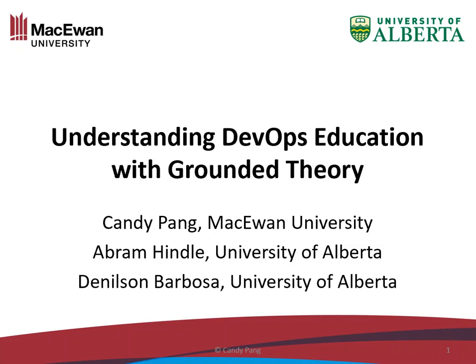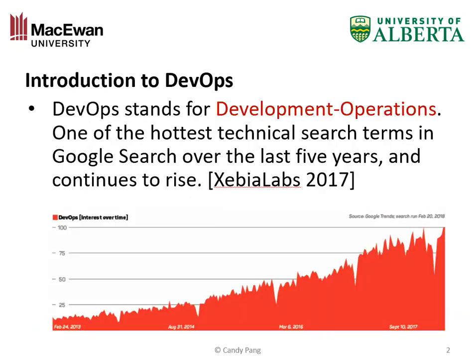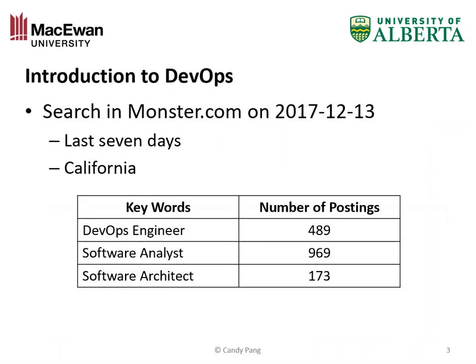In academia, many people don't know much about DevOps. Let's start with introducing DevOps. DevOps stands for Development Operation. It is a topic raised from industry. DevOps is one of the hottest technical terms searched in Google search, as shown in this chart.